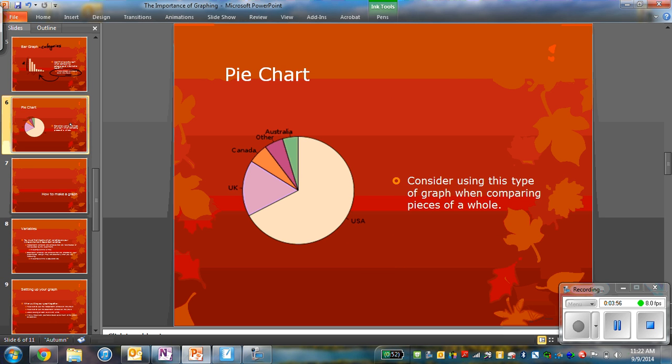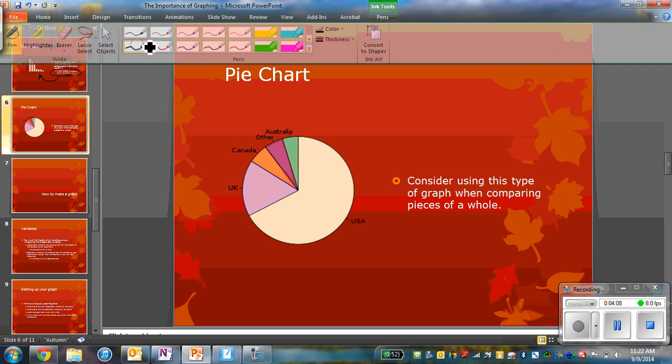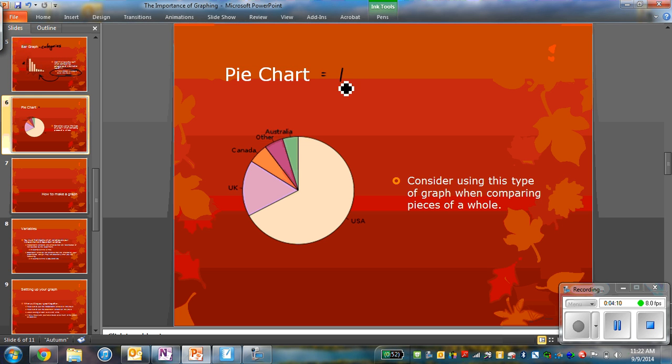Next one here is going to be the pie chart. Pie charts can sometimes be misused, but in this case, and in some other cases, they can be used appropriately. A pie chart is used when you're trying to compare a piece of a whole or an entire population.